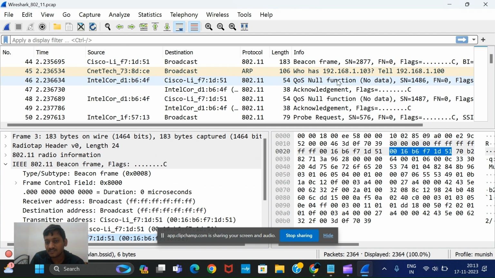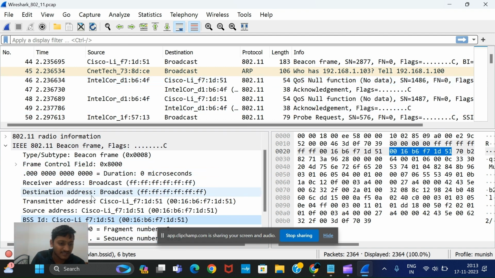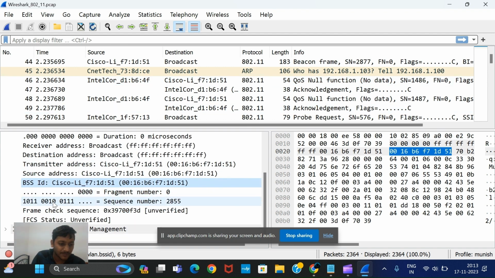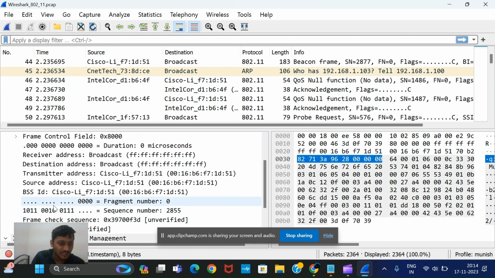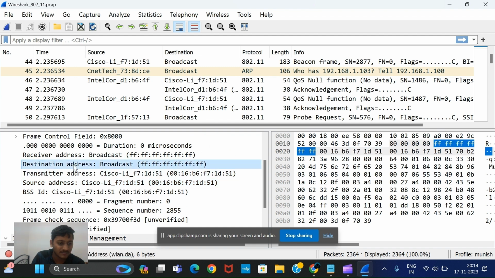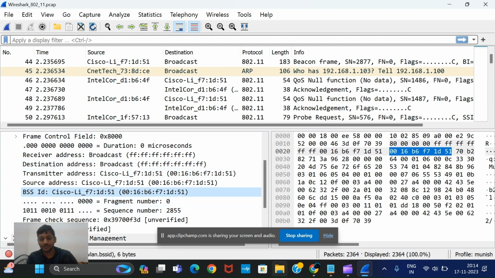The first answer is the SN number, and the second is the timestamp. You may see the timestamp. The third solution is the source address. Fourth is the destination, and fifth is the BSS ID. These are the solutions for the five questions.